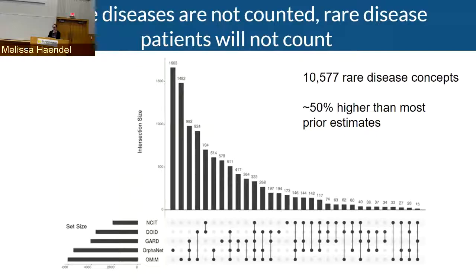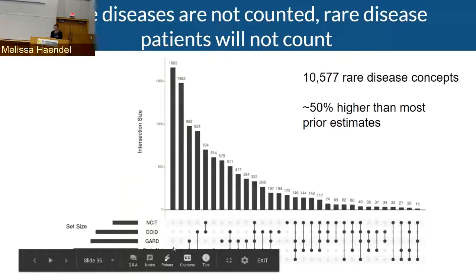And actually, it's interesting because when we look at this, there's a lot of sources that have a lot of non-overlapping content. And so we end up with 10,500 rare disease concepts rather than 7,500, which is a huge difference. This diagram just shows what's unique to each one. So you can see here that Orphanet has a lot of unique content.